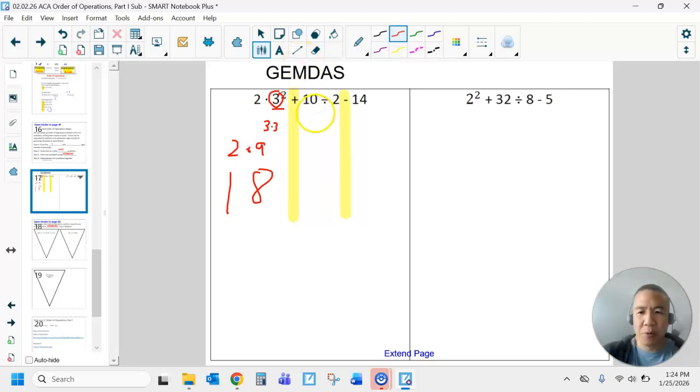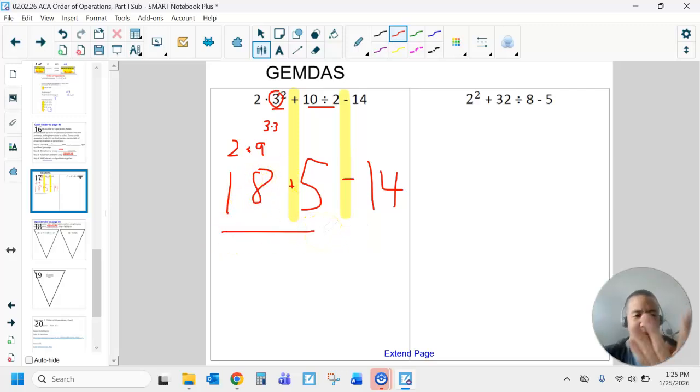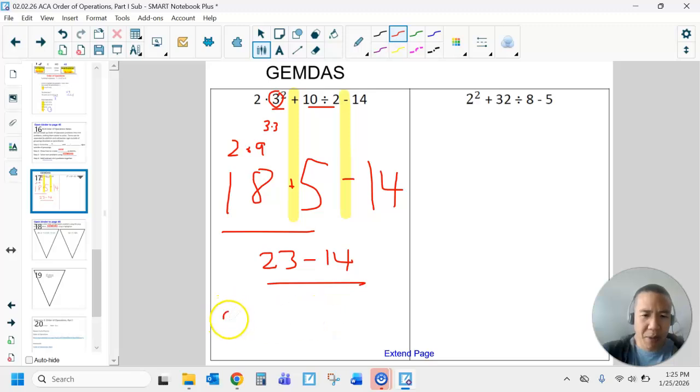Let's look at the middle one now. 10 divided by 2 is 5. So the middle mini problem is 5. Then the right side is 14. So you have 18 plus 5 minus 14. 18 plus 5, 19, 20, 21, 22, 23. 23 minus 14. And what is 23 minus 14? I believe it is, regroup, 9 is the answer.